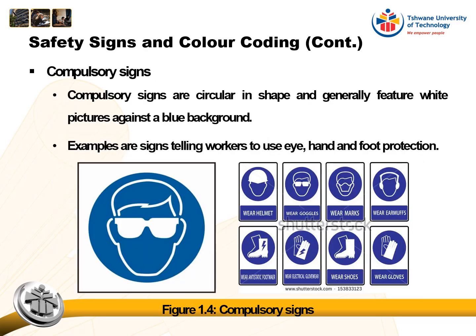Compulsory signs. Compulsory signs are circular in shape and generally feature white pictures against a blue background. Examples are telling workers to use eye, hand, and foot protection. So you'll find this mostly in the workshop where we tell you which PPE you should wear when working on the materials.